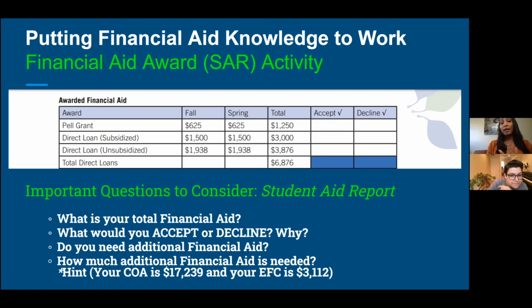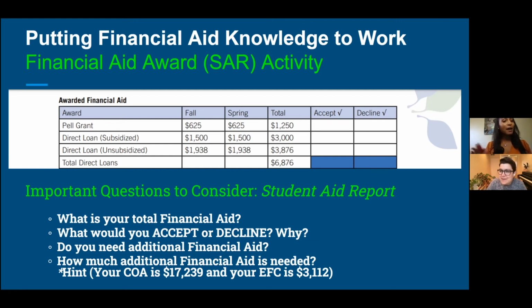So let's look at that. You have your awarded financial aid. You have a Pell Grant. You have two direct loans, subsidized and unsubsidized. Okay, I see. I was thinking about the financial need, which we talked about a little earlier. Yeah, no worries. So this would be the Pell Grant plus the direct loan, subsidized and unsubsidized?